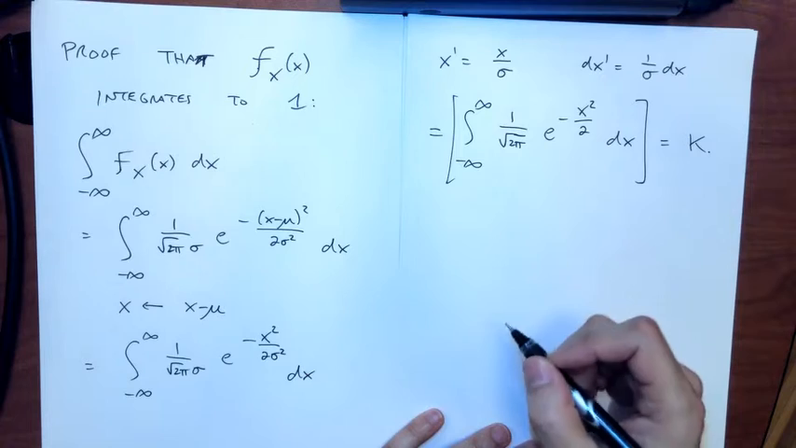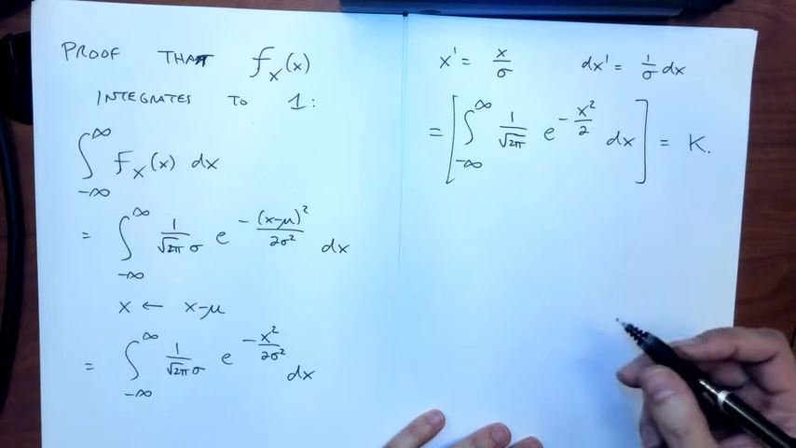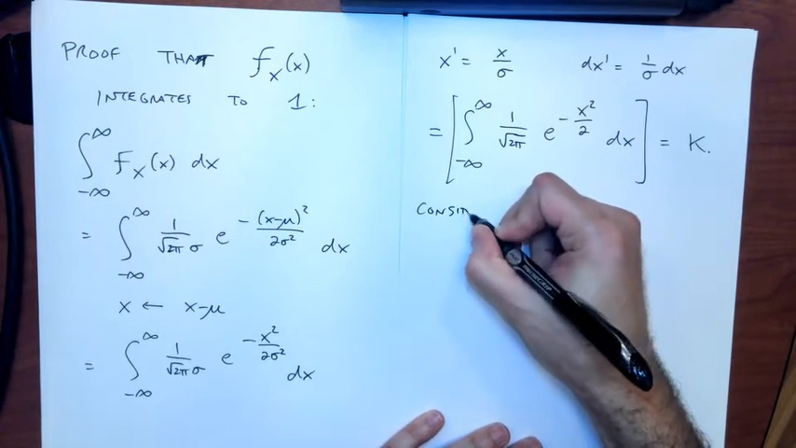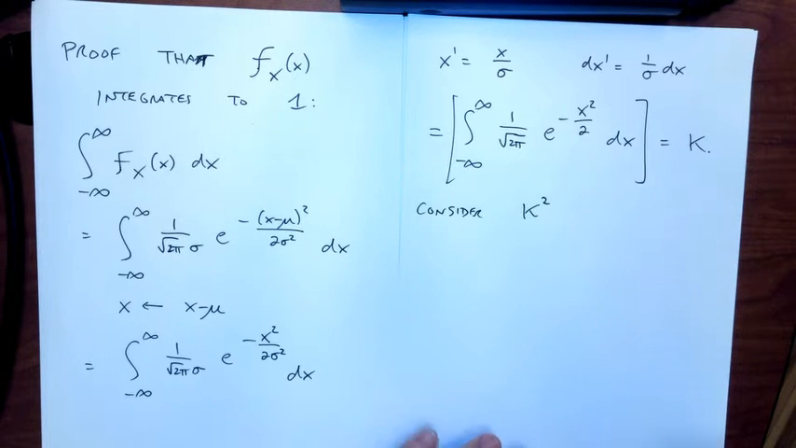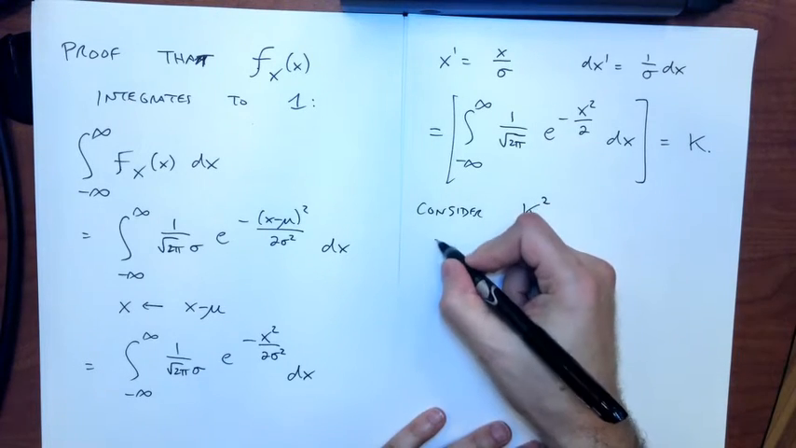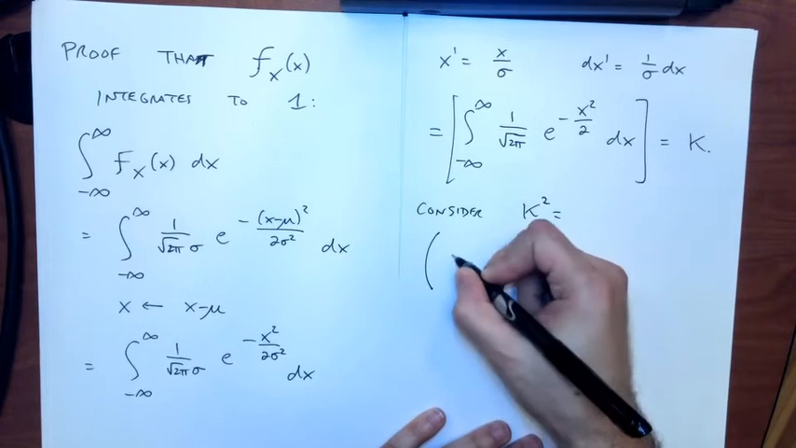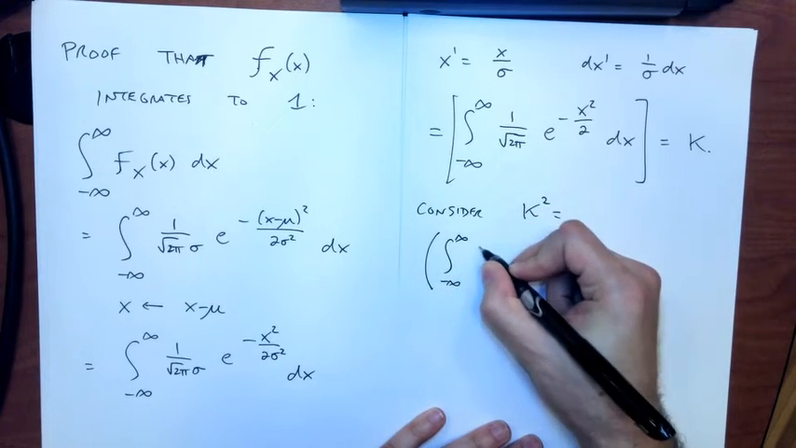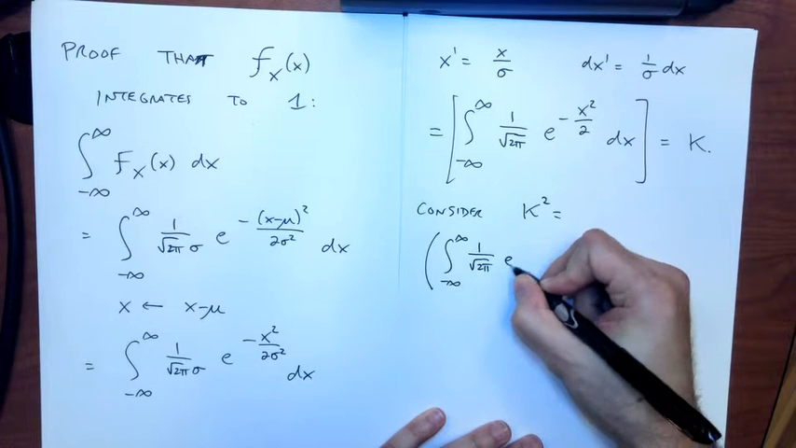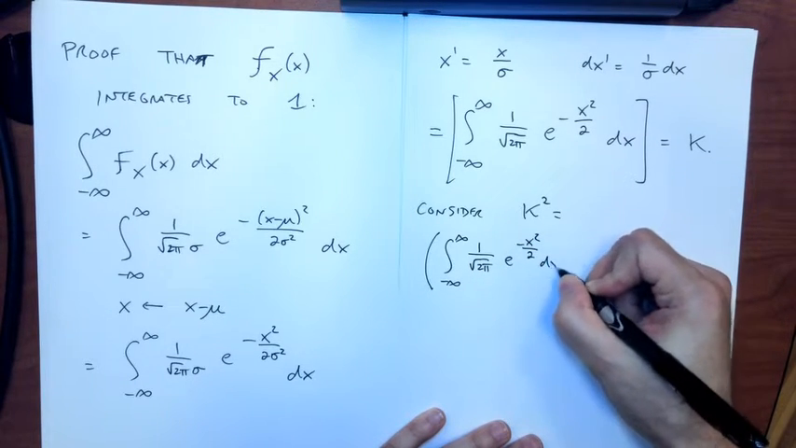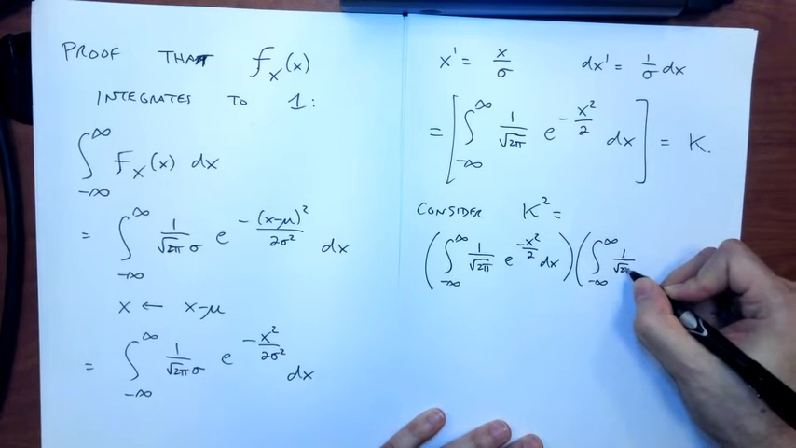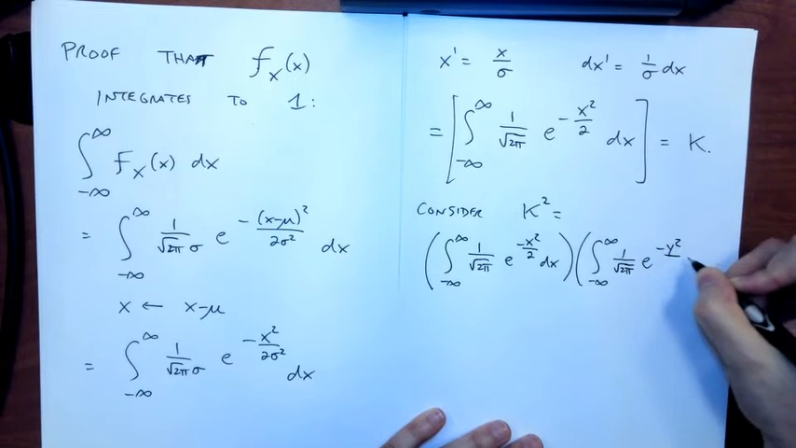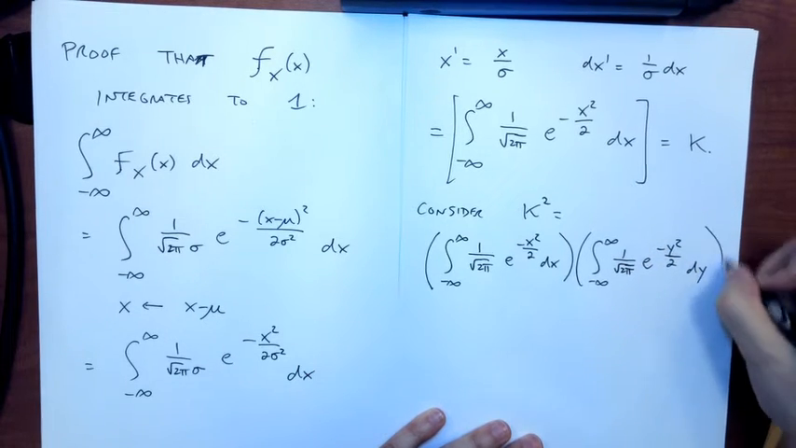And now what I'm going to do is I'm going to say, well, what if I were to consider k squared? I'm going to do a kind of devious thing of proving that k squared is equal to 1, which is then the same thing as showing that k is equal to 1. So k squared means that I'm just going to have two of these integrals put together. And since they're in different variables, I need to have different names for these variables. So I'm going to call one x and one y.